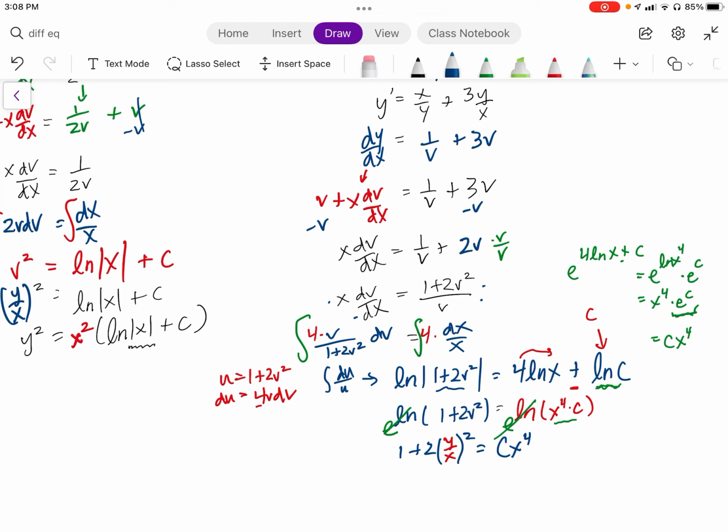Most solutions would clear that fraction. I agree with that. It looks cleaner. Multiply everything by x squared, right? We're timesing everything by x squared. So we have now x squared. We'd clear that fraction there because we'd have y squared over x squared, so just x squared plus 2y squared equals c x to the 6. And that is our general solution to that differential equation, which was homogeneous.